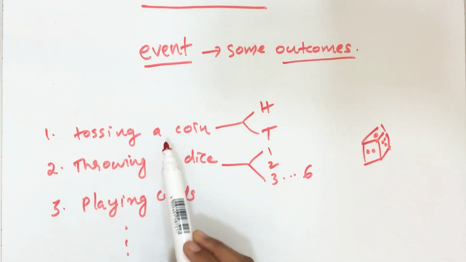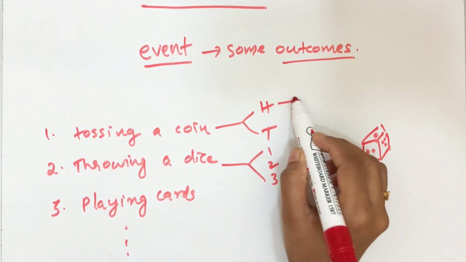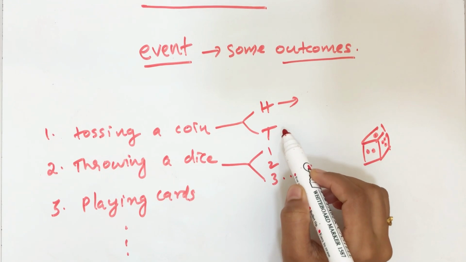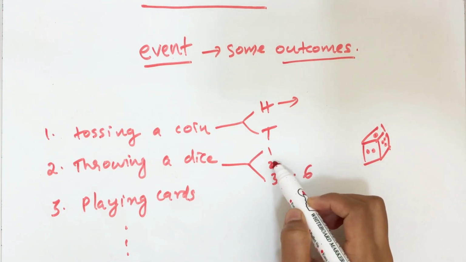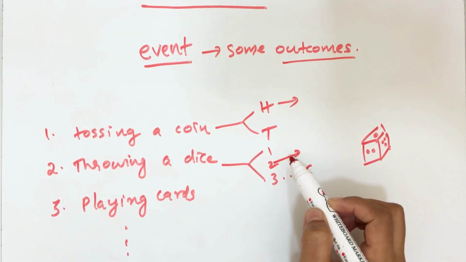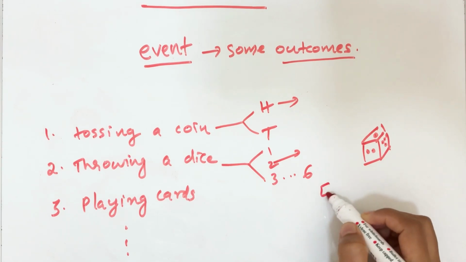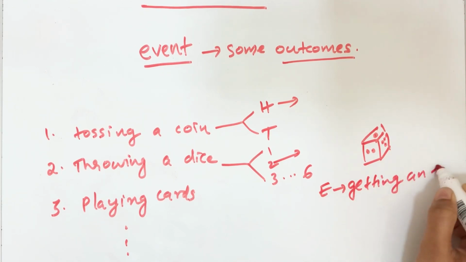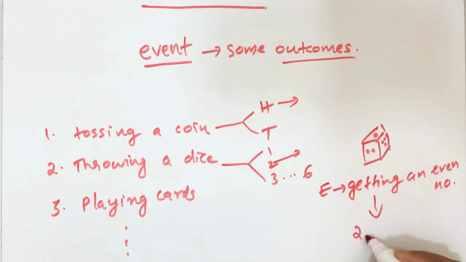For example, if we are choosing the example of tossing a coin, then getting a head is an event with the outcome head. Or we can say getting a tail is also another event with the outcome tail. Or in the example of throwing a dice, we can say getting the number 2, or the dice showing the number 2, is an event with the outcome 2. Or we can say another event, to understand more, getting an even number. It is also an event, even number. Then what are the outcomes here? The outcomes are 2, 4 and 6. Then here 3 possible outcomes.